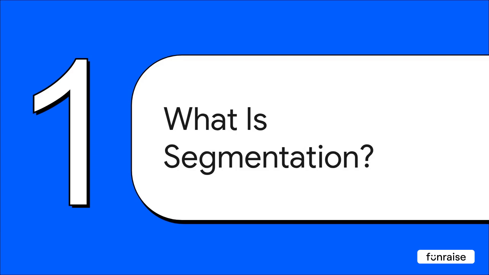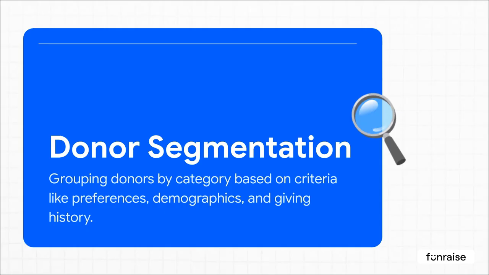Okay, so what is donor segmentation exactly? It might sound a little bit technical or complicated, but I promise you, the core idea is super simple. Basically, it's just the strategy of grouping your donors based on shared characteristics. So instead of one giant, messy bucket of everyone, you create these smaller, more focused groups based on things like their giving history or where they live.